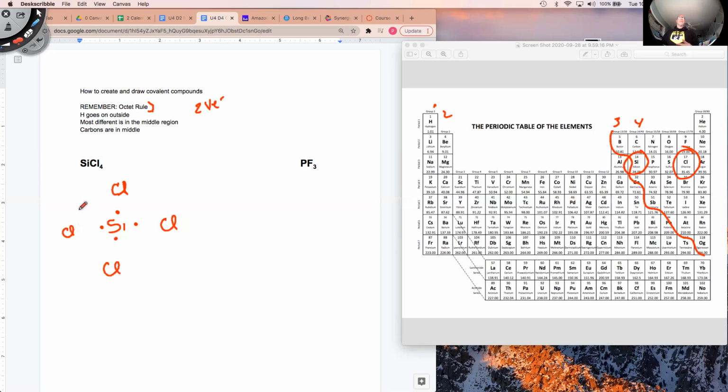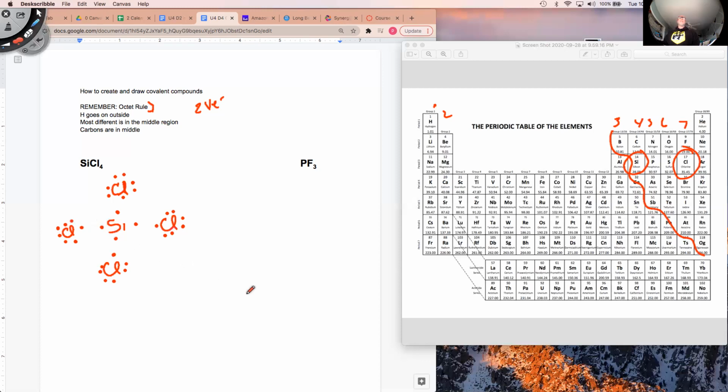And then we're going to draw it so that we know bonding has to occur, because the chlorine has to bond to that silicon. So chlorine has 1, 2, 3, 4, 5, 6, 7 valence electrons, and each of the four chlorines is drawn the same way.